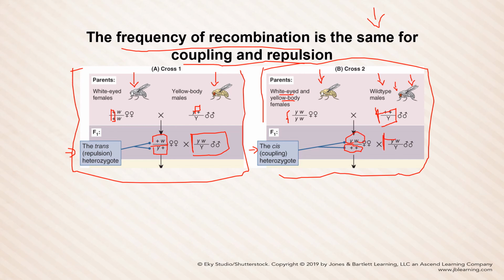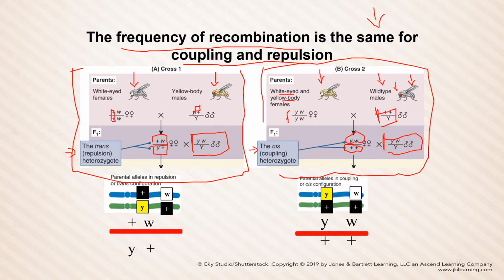Either way, you will need to have the tester line, which should be a double mutant, and males should always be the tester line, remember. And here is the example that you should get. These are just how the chromosomes will look like. This will be the repulsion or trans, and this will be the cis.